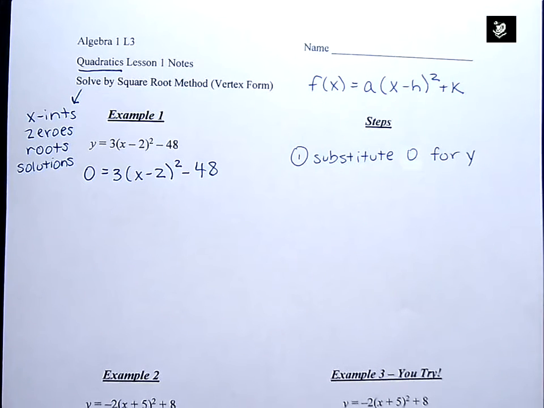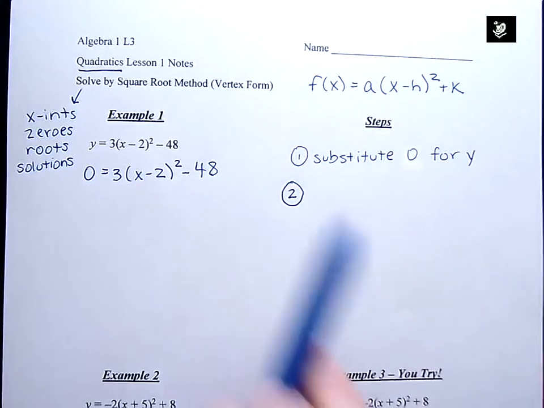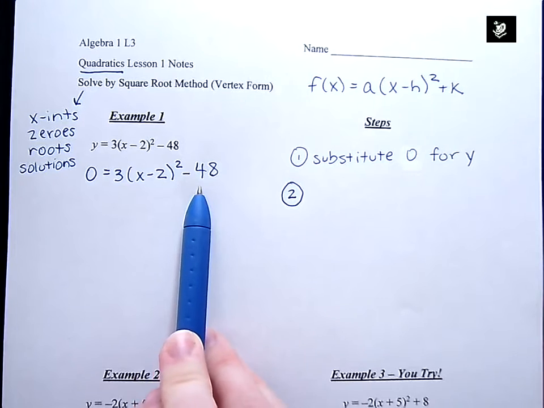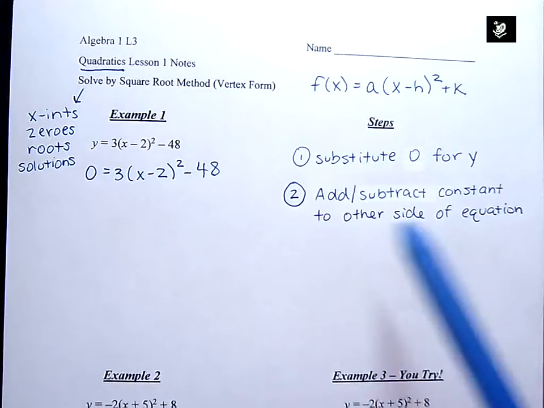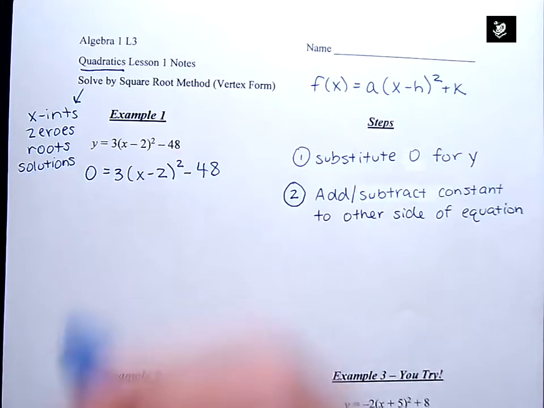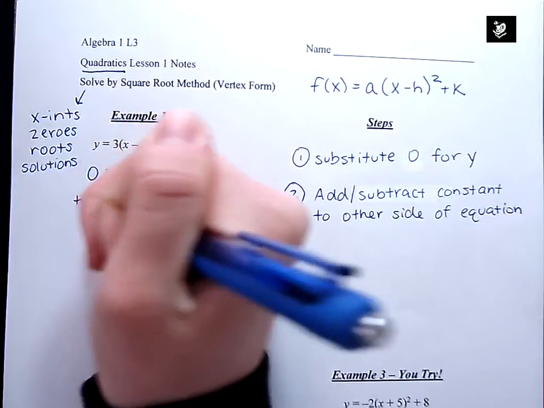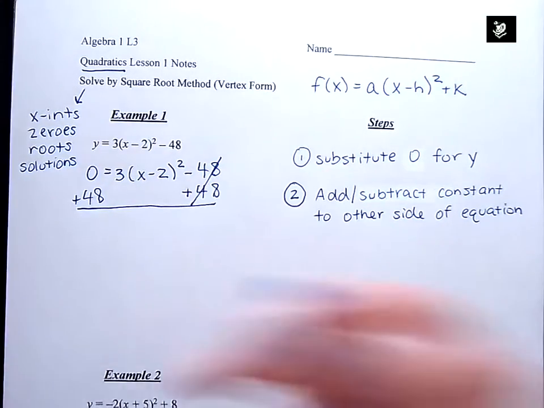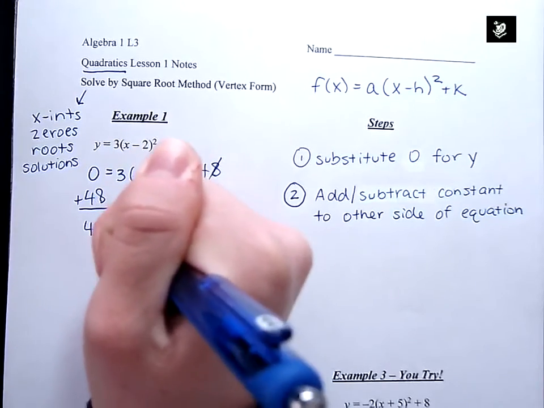Now we're just going to solve. We're going to use PEMDAS backwards. So step 2 is going to be add the constant to the other side of the equation. The reason I put add or subtract is because if this was a positive 48, we would subtract it to the other side. So it just depends what you have. So I'm going to move the 48 by doing the opposite. I'm going to add 48 to both sides. Cancels out over here. 0 plus 48 is 48, and I'm going to rewrite what is left over.